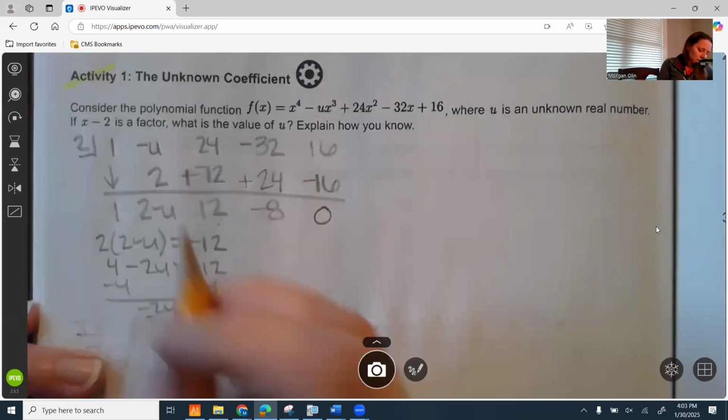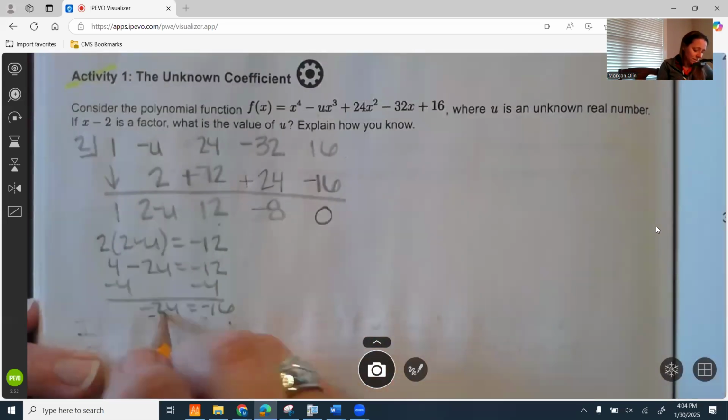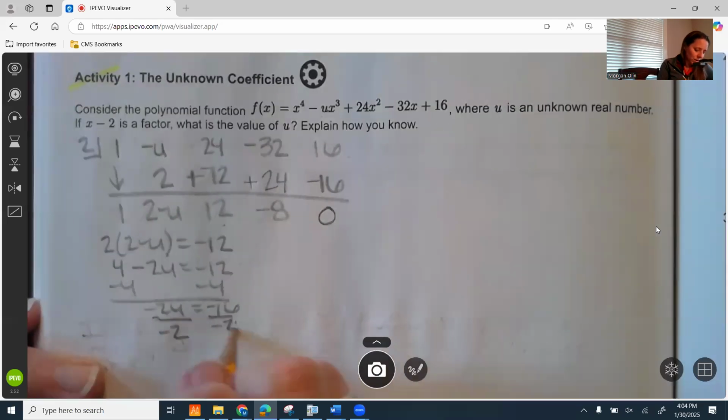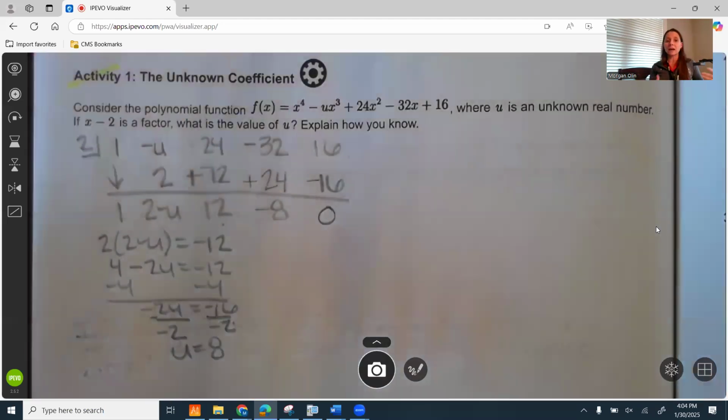All right, so here I'm missing my u. That's negative. That's a u. That is not a 4, by the way. So negative, divide by negative 2, and I figure out u equals 8. That's one way to do it, if you understand working kind of forwards and backwards with synthetic division.